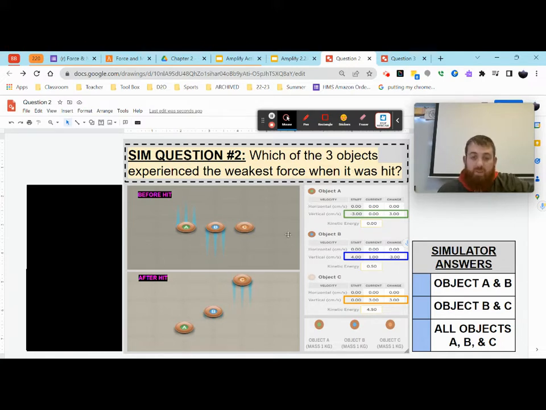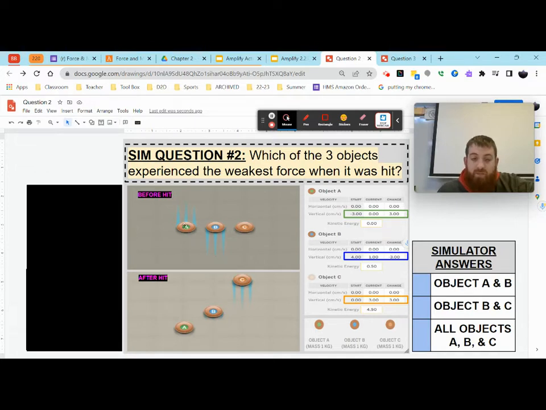If we're looking at our diagram here, we have our objects A, B, and C. Before and after they were hit, we need to decide which one had the weakest force. Our options are object A and B, object B and C, or all of our objects experience the same amount of force.